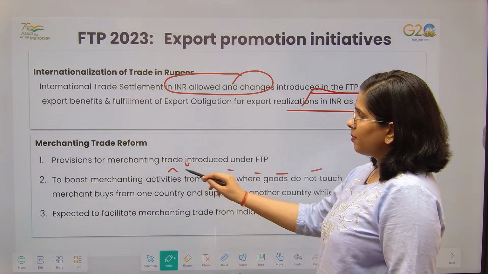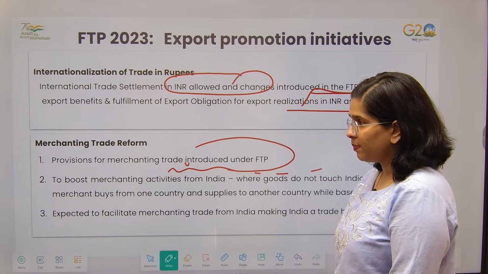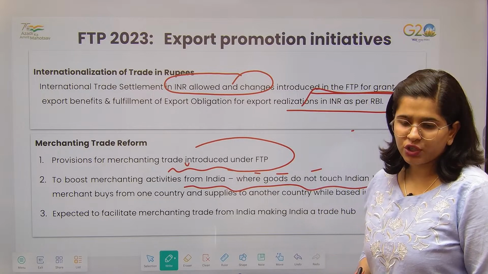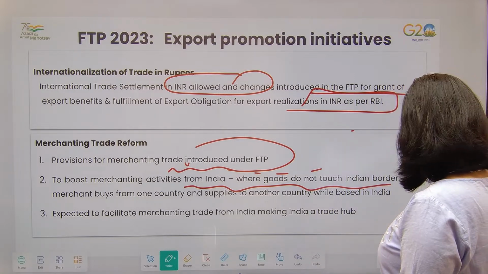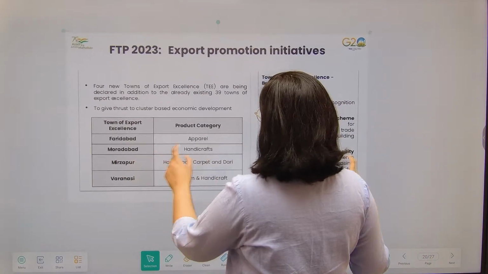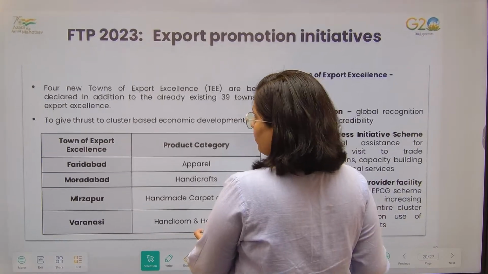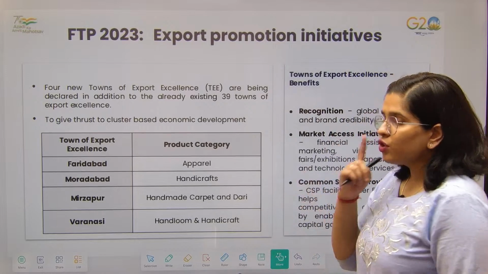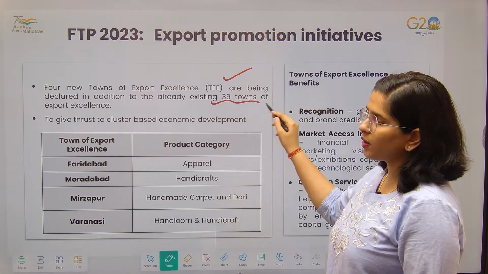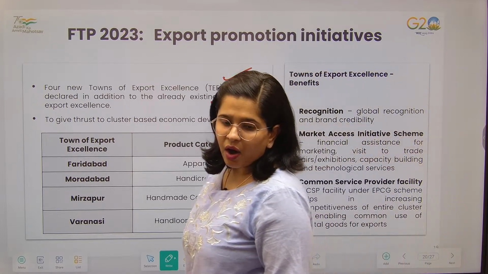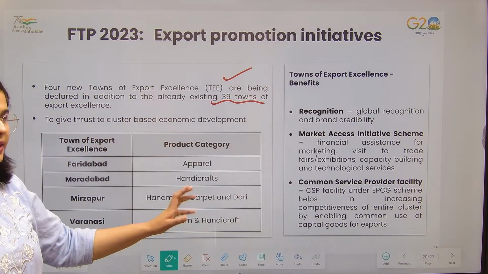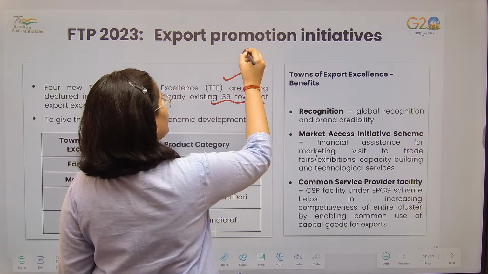There have been provisions for merchanting trade introduced under the FTP to boost merchanting trade activities from India where the goods do not touch the Indian shores. Only this much information was important over here. Now moving on to the export promotion initiatives. Now, what are these export promotion initiatives? See very carefully. So, 4 new towns of export excellence will be declared. Already 39 towns of export excellence are there. Now, we have declared these towns and we have identified these product categories. Have you heard about the scheme ODOP?